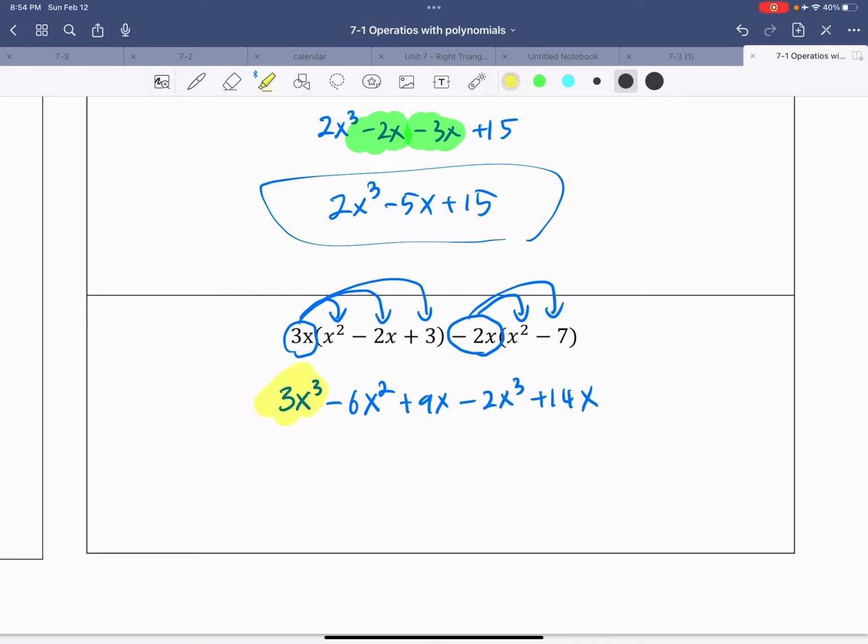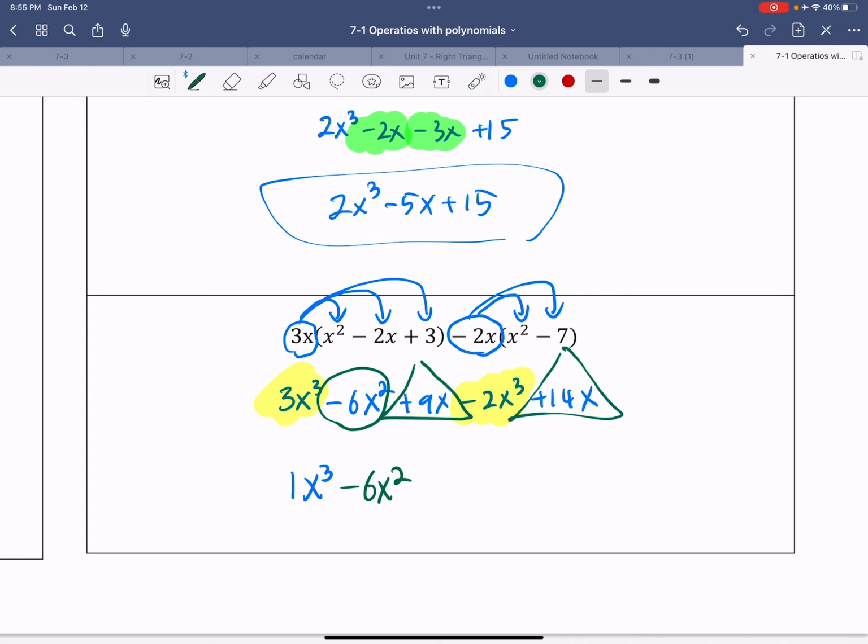Which one can be combined with the 3x to the third power? This one, right? And 3 minus 2 is 1. So 1x to the third power. And which one can I combine with a negative 6x squared? I don't see anything, so I will just write this one down here. Which one can I combine with a 9x? 14x.